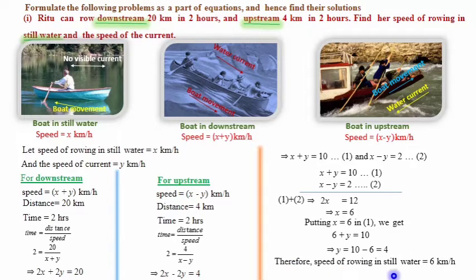The speed of rowing in still water, that is x, is 6 km per hour, and the speed of the current, that is y, is 4 km per hour. So once the concept is clear, please copy it down to your notebook. If not, pause the video, rewind it and watch again, and only once the concept is clear, copy down the notes to your notebook.